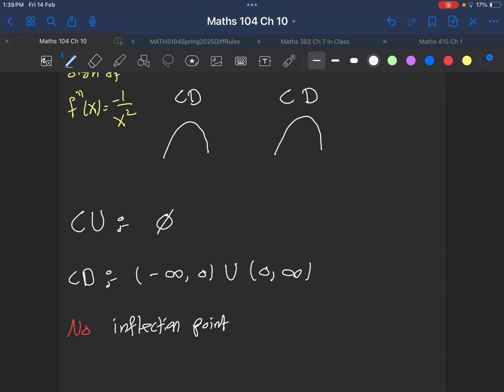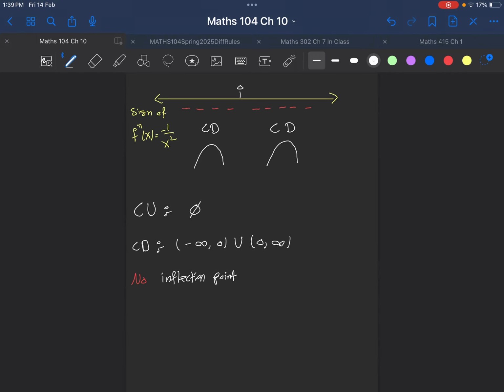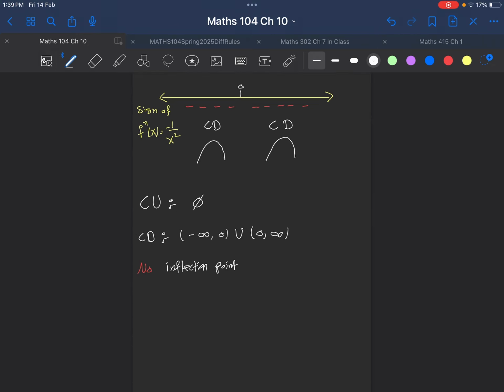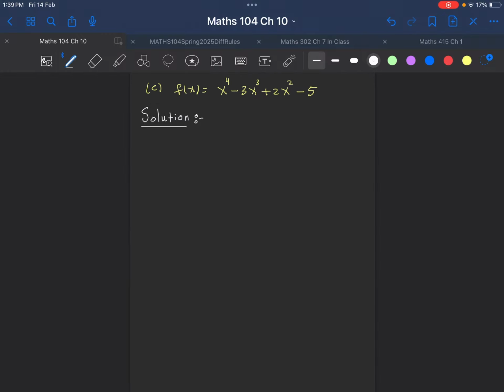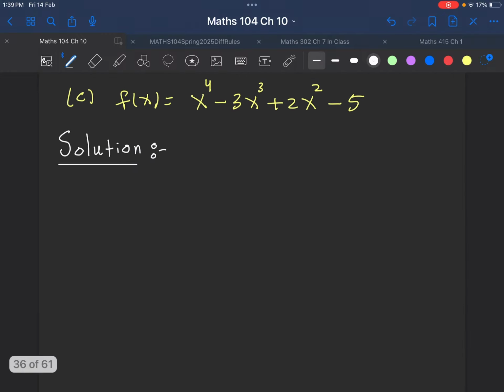Why we don't have an inflection point? Because we don't have an inflection point because there is no concave upward and then concave downward. And that's what we get here for this question.